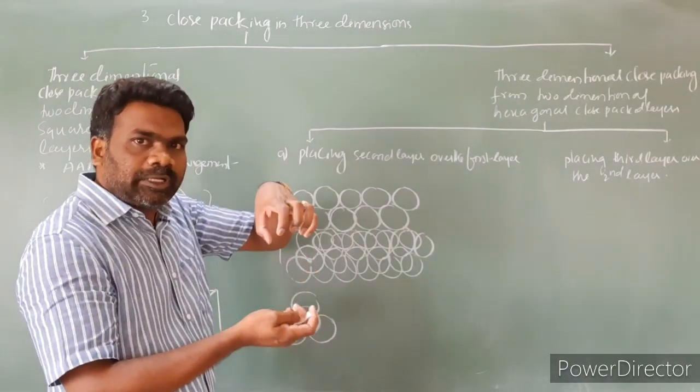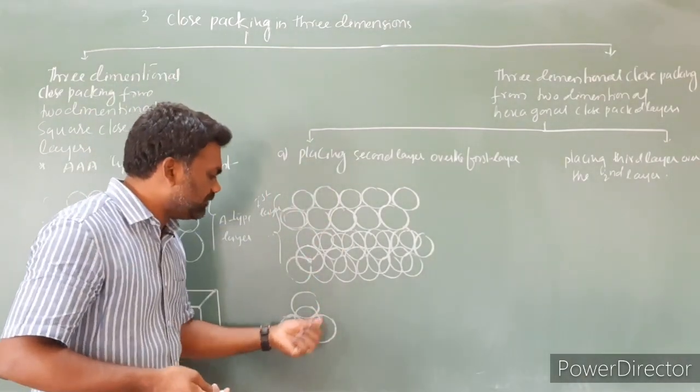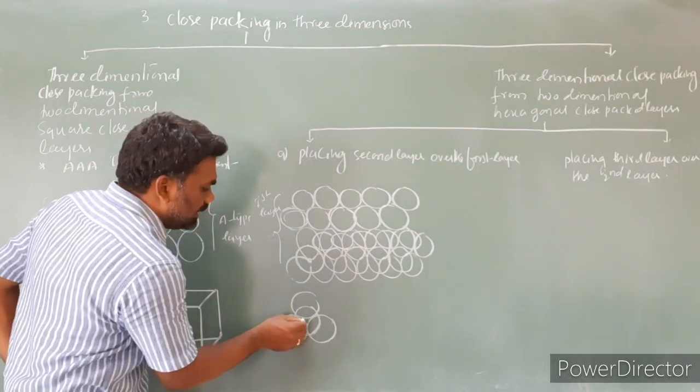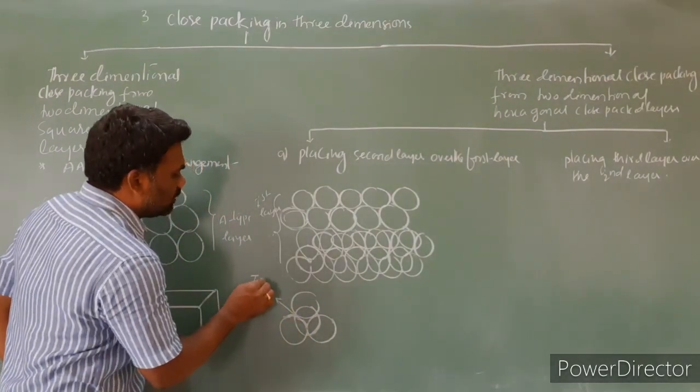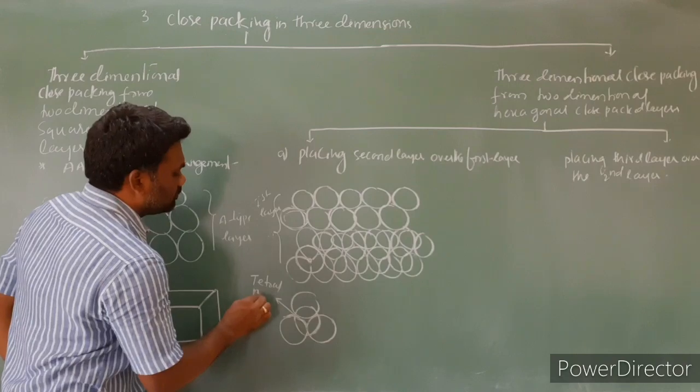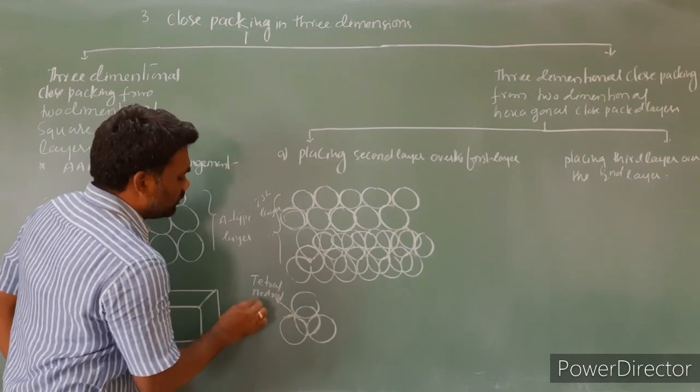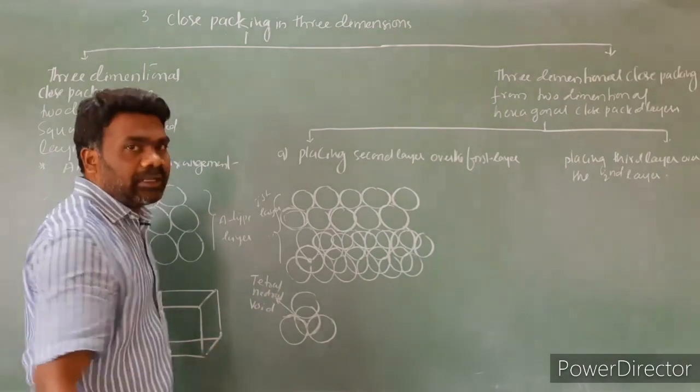I am placing one more sphere upon it. So the empty space is between the four spheres. This void is called a tetrahedral void. This void we have to call a tetrahedral void.